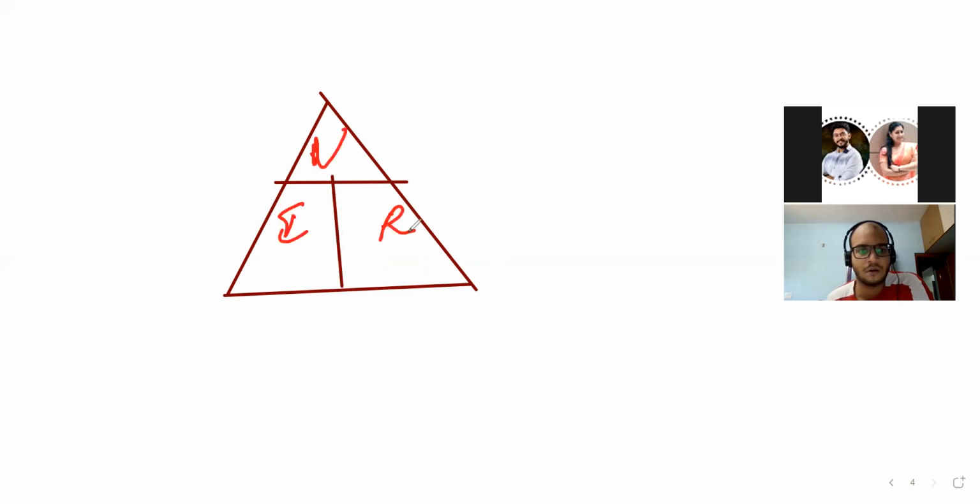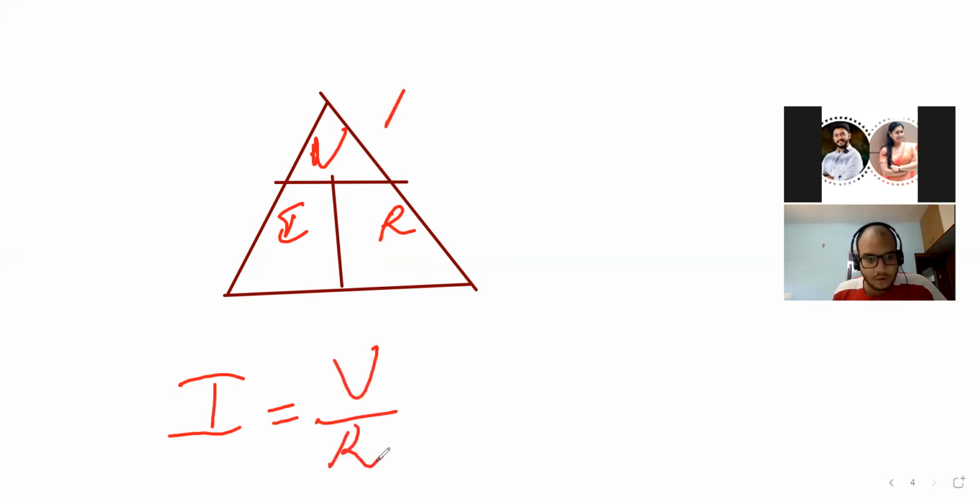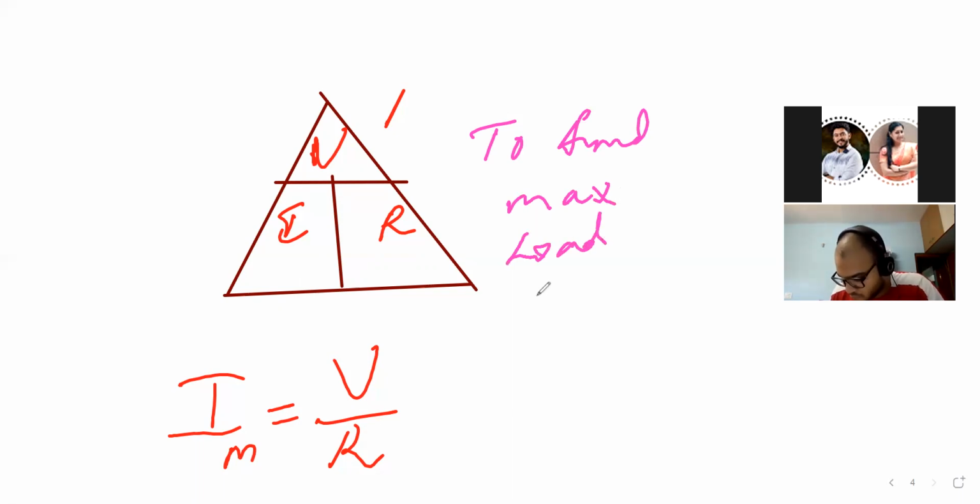V is equal to IR. Correct. So I is equal to V by R. So now if I want to take the load current at the load, the maximum current will be at the load, Im. Or else, if I want to find the maximum load current, it is Im is equal to V by R.